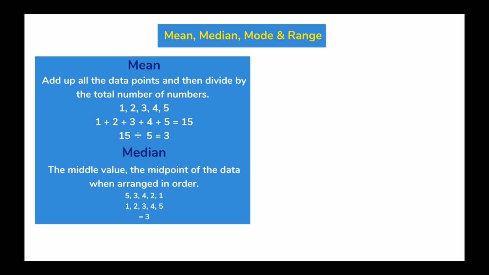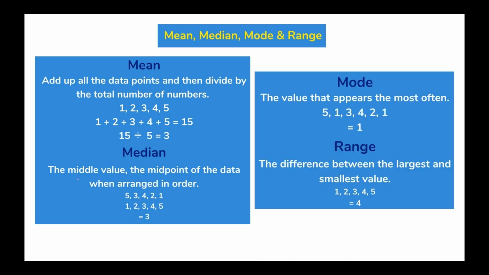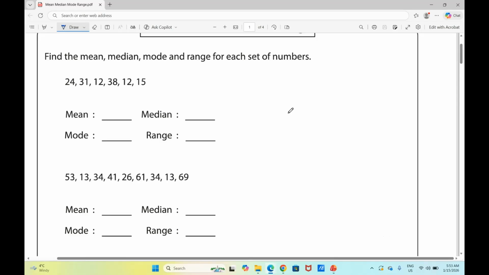The median is when you organize your data from smallest to largest, then you find the middle value. The mode is the value of the number that appears the most. And the range is the difference between the largest and smallest number, meaning I take the largest number and I subtract it from the smallest number.